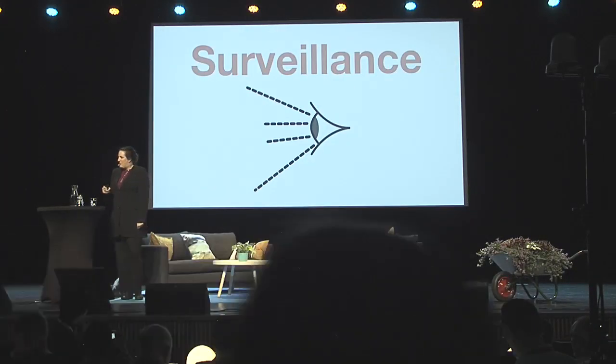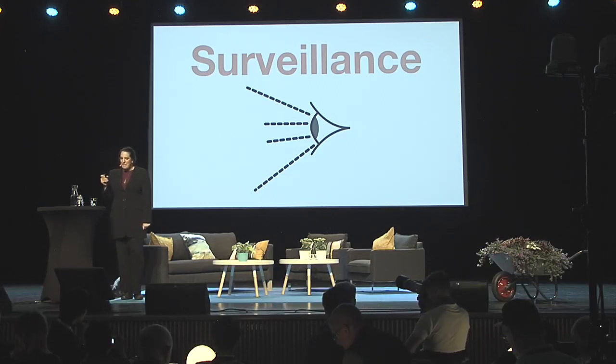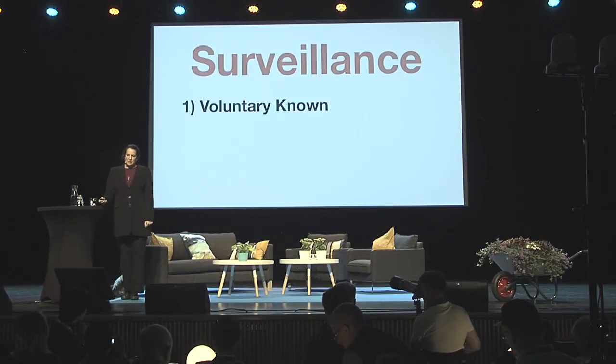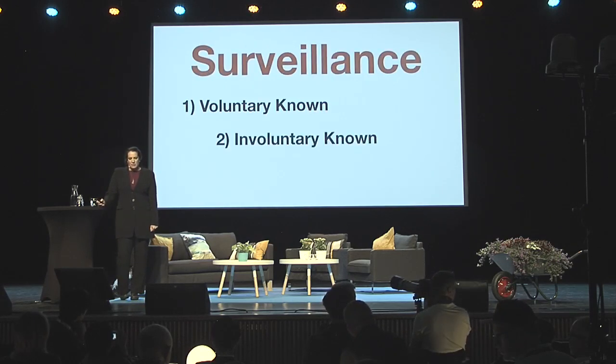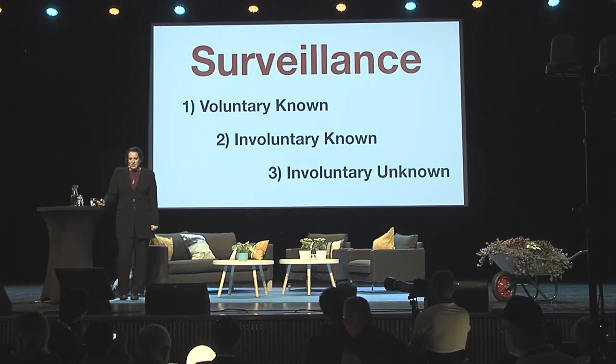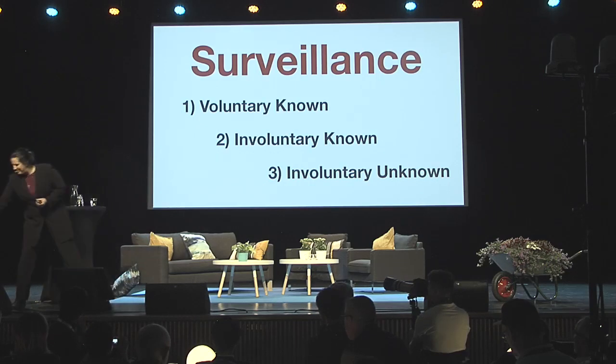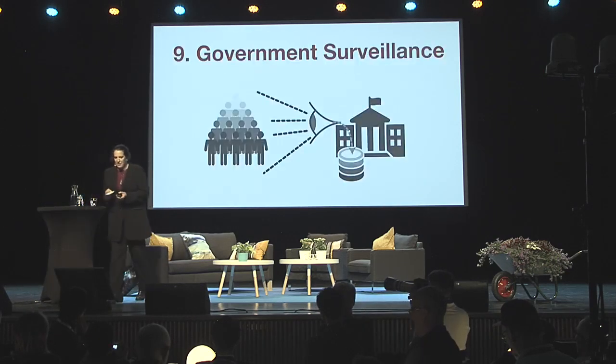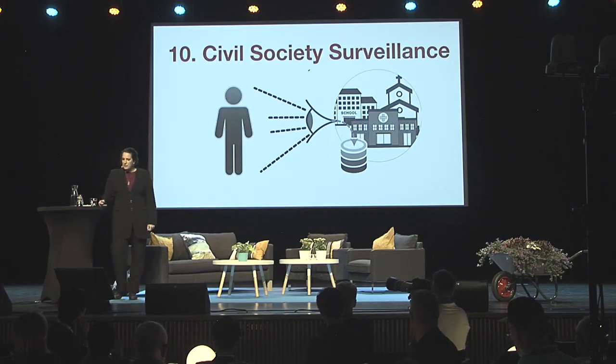Then you have surveillance, and this is often forgotten. But surveillance is happening in all these different domains, and there's three main types: voluntary known, involuntary known, and involuntary unknown. And so we have government surveillance that's going on. Civil society surveillance, commercial surveillance, and employment surveillance.